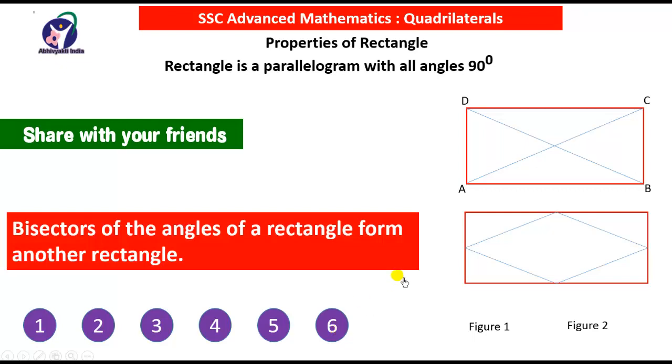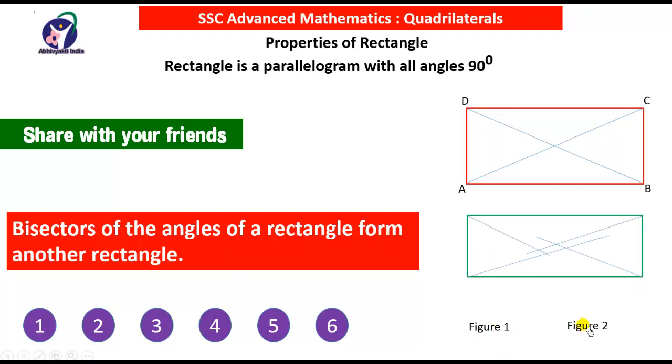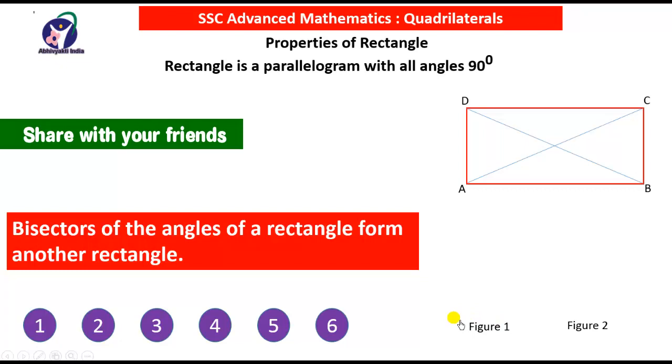Now let us see the sixth property. The bisectors of the angles of a rectangle form another rectangle. Here in figure 2, this is the bisector of the angle, this is the bisector of the angle, this is the bisector of an angle of the rectangle, and this is also the bisector of an angle of the rectangle. So inside, this figure formed will always be a rectangle. Remember, this is also very important. Now we will go to another type of quadrilateral.